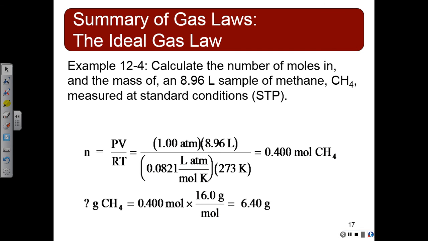This one we want to find moles. If you're asked for moles, you automatically want to think of PV equals nRT, because we don't have moles at all in the combined gas law. So if we take our PV equals nRT, it says we want to find moles. If we rearrange, we just get moles by itself.